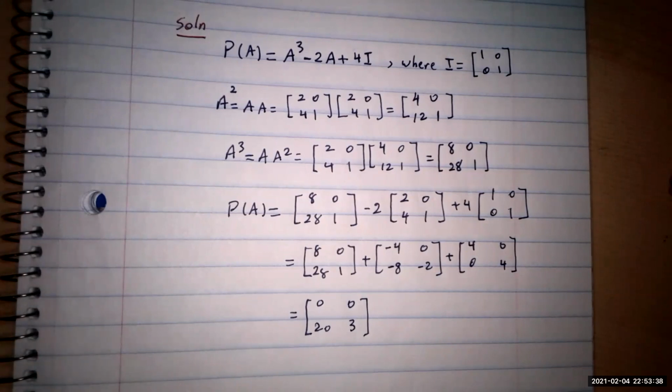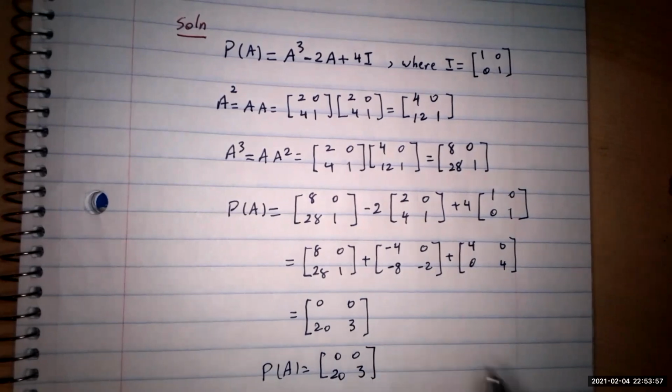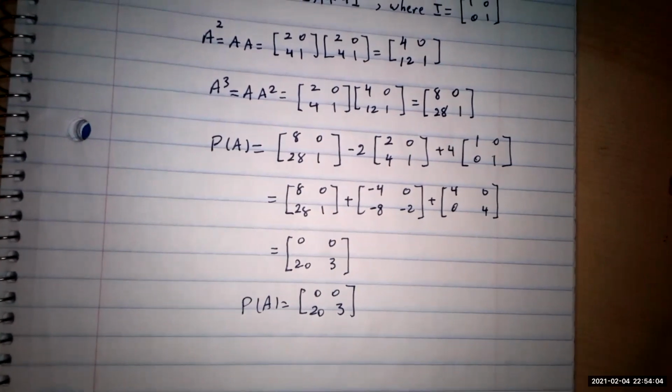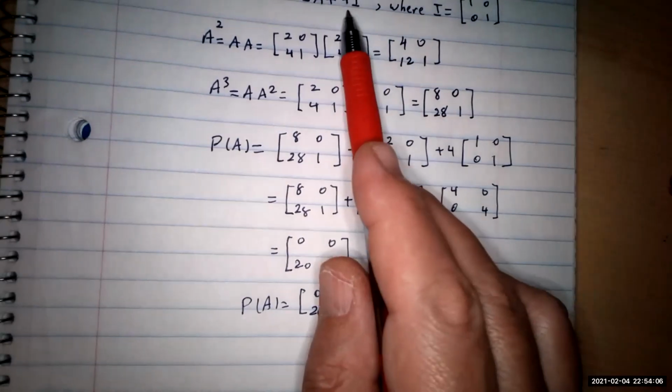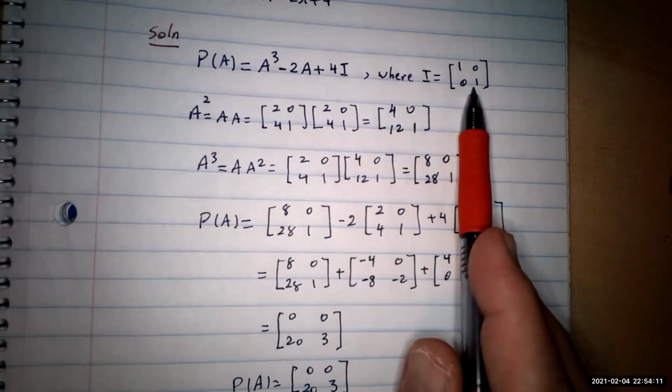So this is going to be the matrix in question. P of A is going to be 0, 0, 20, and 3. We can check it again to make sure we get it all right. A similar question was given on the test, and some people missed this one. Remember, it's plus 4I. You get the I, and this is the I.